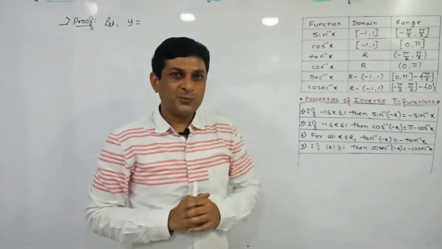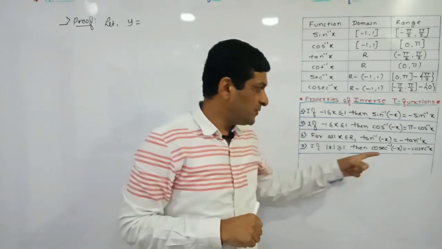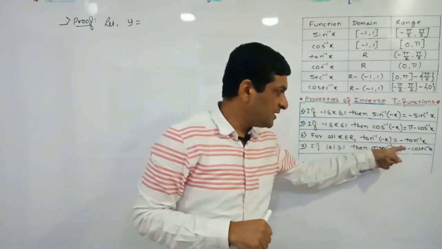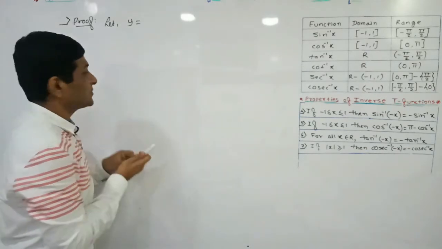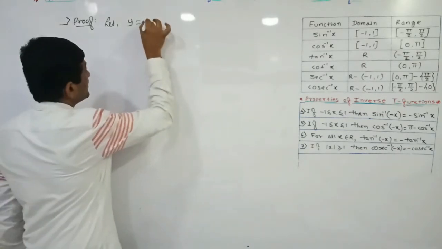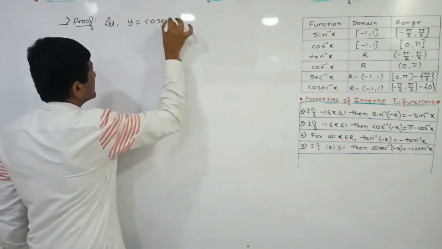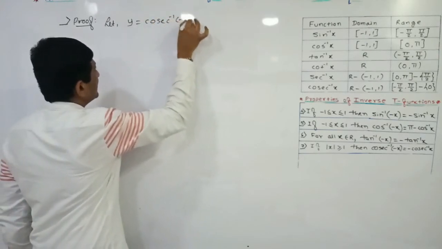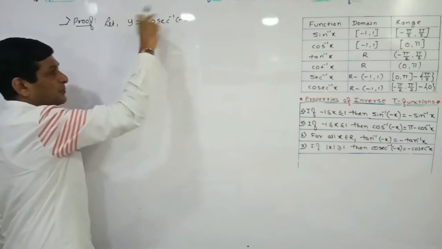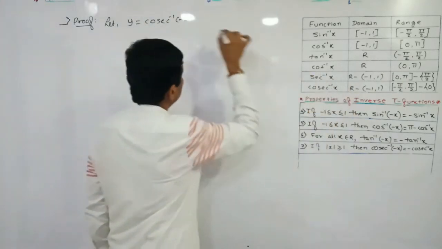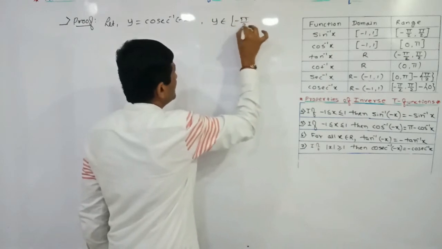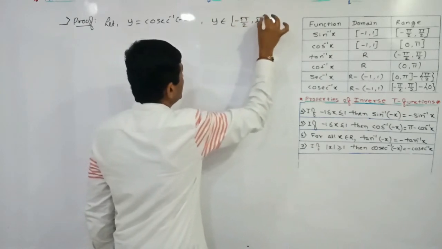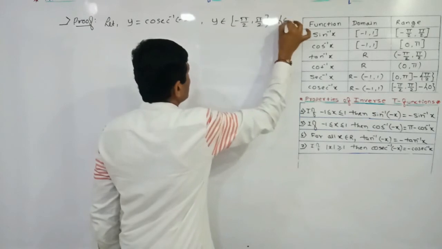Now let us try to prove the next important property. In this we have to show that the value of cosec inverse of minus x will be equal to minus cosec inverse of x. So let us denote cosec inverse of minus x by y. Cosec inverse of minus x will be equal to y. y is the value of cosec inverse, meaning it lies in which interval? So therefore y belongs to minus pi by 2 to plus pi by 2, difference 0.